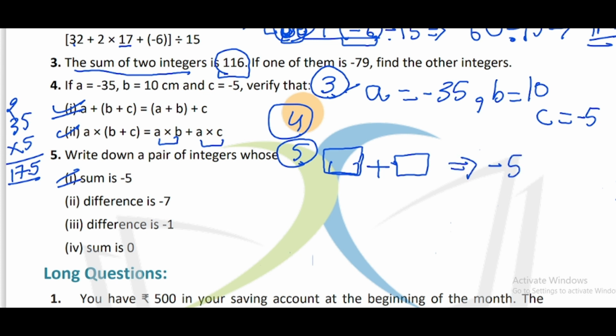Let's assume minus 3 and minus 2. When we add minus 3 and minus 2, both have the same signs, then we add 3 plus 2, that is 5. Now which one is greater? 3 is greater, then the symbol is minus, then minus 5. Then the pair whose sum is minus 5 is minus 3 and minus 2. Let's see the next.